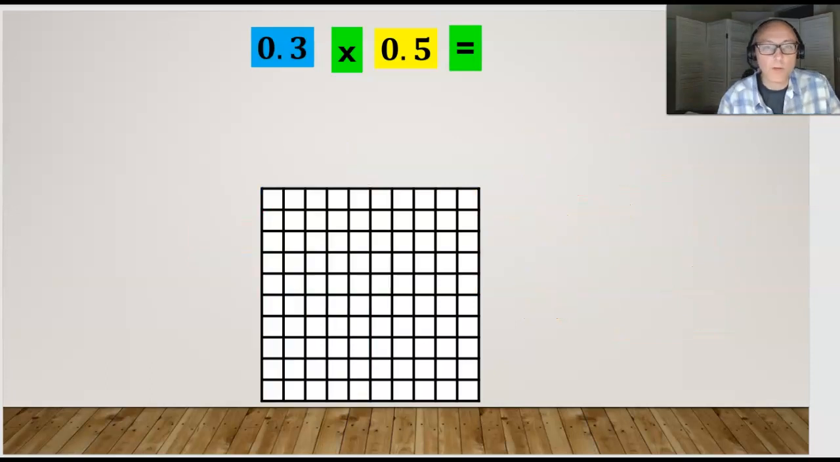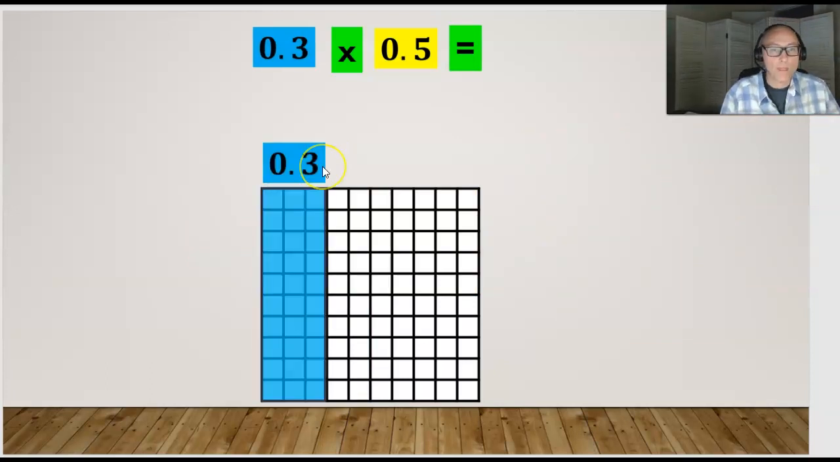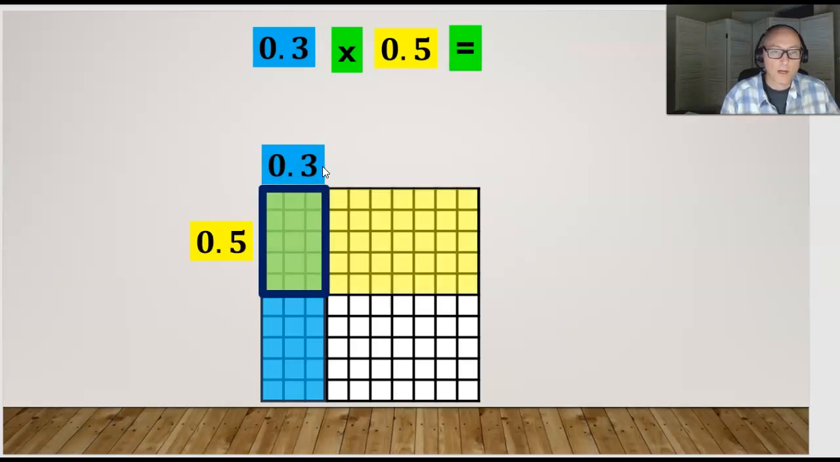How about this one? See the pattern? 3 tenths here, 5 tenths here. How many hundredths? 1, 2, 3, 4, 5. Five on this side, 1, 2, 3, 3 on this side. Oh, I'm just noticing that 5 and there's a 3. I wonder if that's a coincidence. I'm not sure. We'll have to pay attention to that.